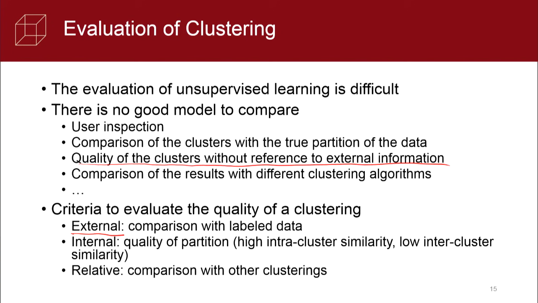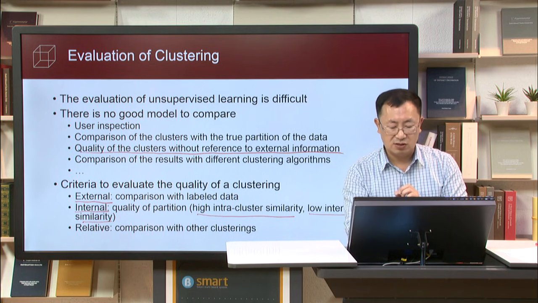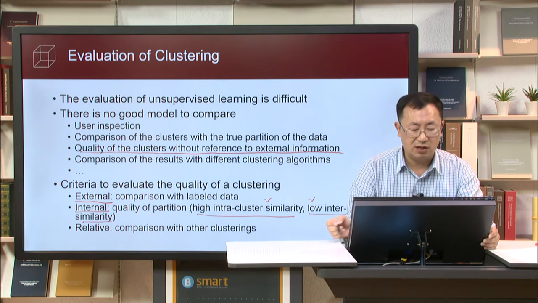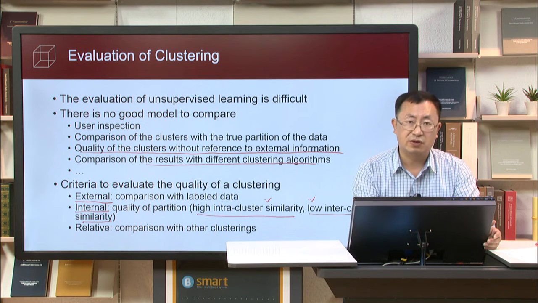Basically, if you recall what we've discussed before, in clustering we try to identify compact clusters. At the same time, they are well separated. So we think of a good clustering as having high intra-cluster similarity and, at the same time, low inter-cluster similarity. The internal evaluation actually evaluates those characteristics. So it evaluates the quality of the partitions: whether the partition is done well based on these two criteria or not. That is called internal evaluation. Or you can evaluate the clustering by comparing the result with that of a different clustering algorithm.